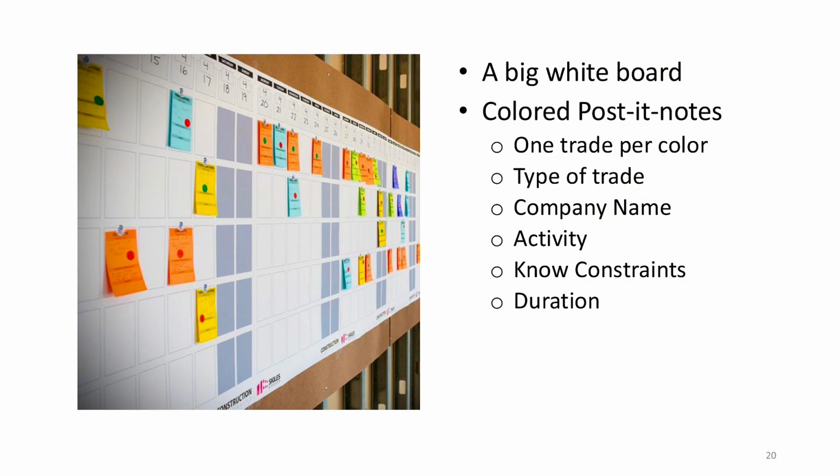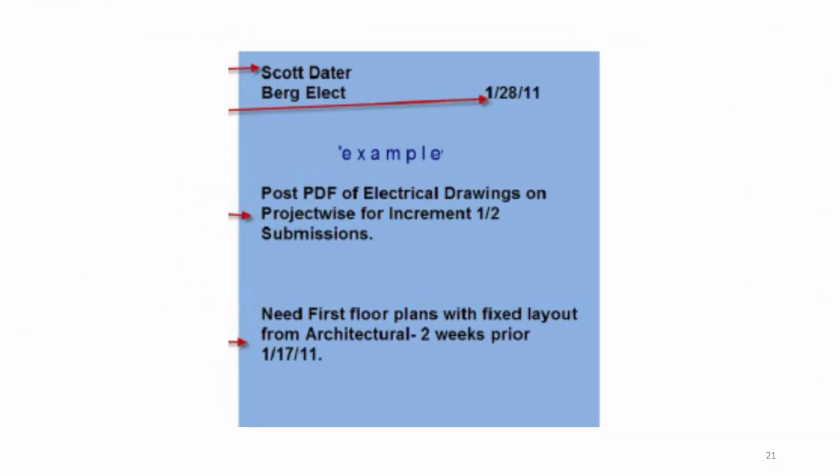Each sticky note should also be organized with specific pieces of information. Typically, it includes the trade type, the company name, a brief description of the activity, any known constraints, and the expected duration of that task. This is an example of a sticky note used during a pull planning session. It should clearly specify the key details related to the task. For instance, this one includes the name of the supervisor, the company, the meeting date, and any notes about constraints or special considerations for the activity.